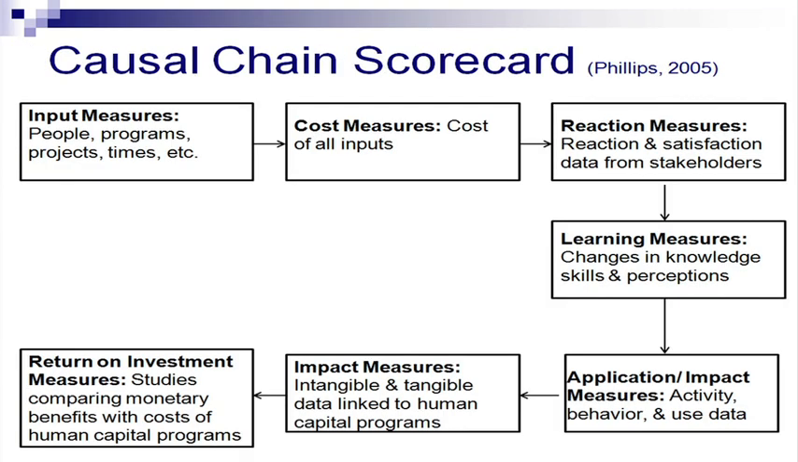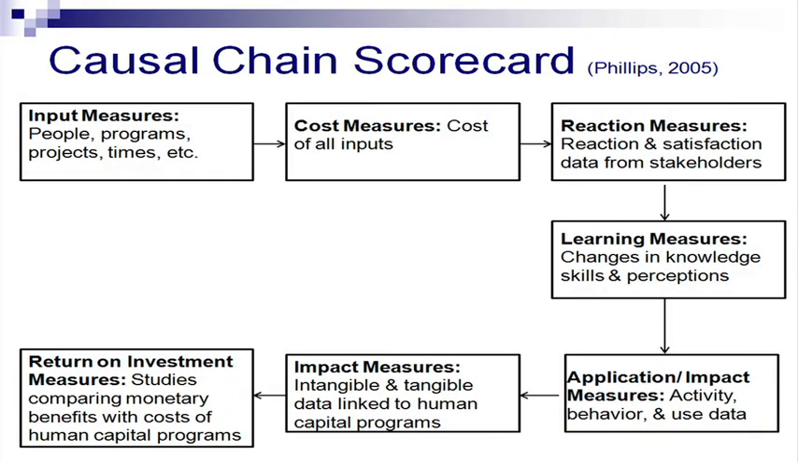The next one is, again, we evaluate how many people are going through these programs, and the costs that are involved. Reaction and satisfaction, reaction measures are then calculated. So we find out whether the people who are involved in a particular process are actually satisfied or not. What is their reaction to something new that you have started? If you put them through a program, are they satisfied? Do they like what they are doing? Are they learning anything? What is their reaction?